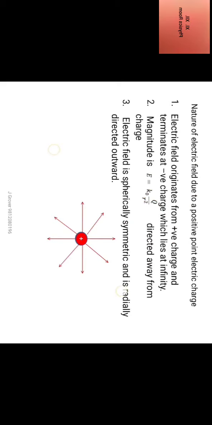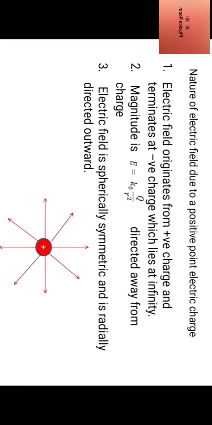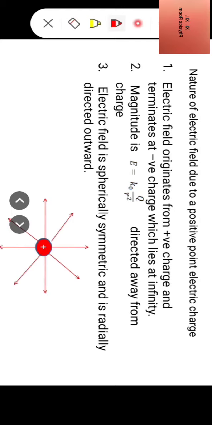Now, the nature of field due to a positive point electric charge. Electric field originates from positive charge and terminates at negative charge, which lies at infinity. As you can see in the diagram, electric field lines originate from the positive charge and terminate at the negative charge, which lies at infinity. The magnitude of the field is E equal to K naught Q by R square, directed away from the charge. Third, the electric field is spherically symmetric and is radially directed outward.